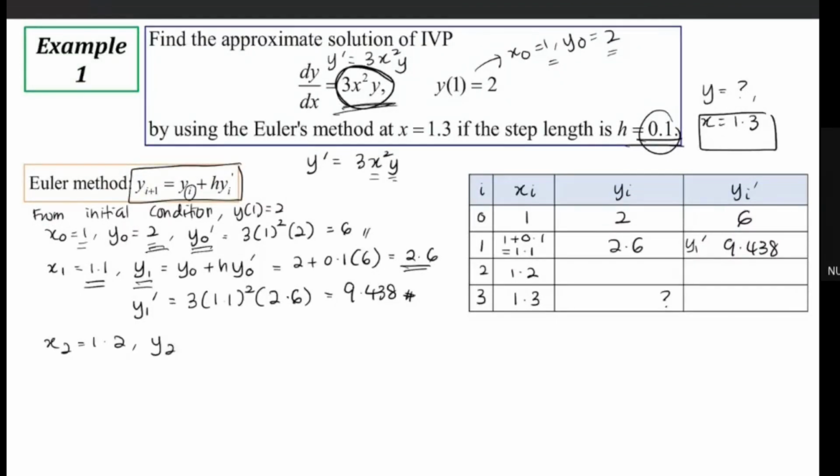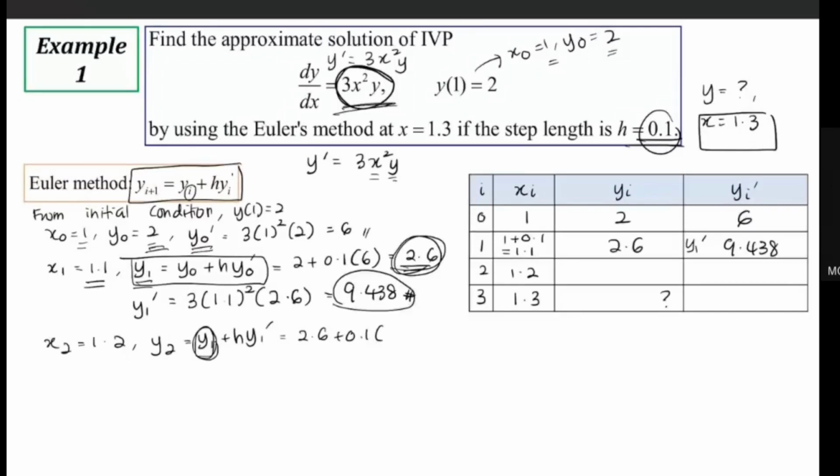And then find y2. Remember, to calculate y1, y2 and so on, we use this formula: y2 equal to y1 plus h y1 prime. y1 is the previous solution, here 2.6, plus 0.1 multiplied by y1 prime, which is 9.438, equal to 3.5438. So y2 is 3.5438.